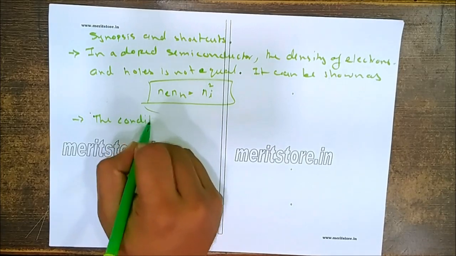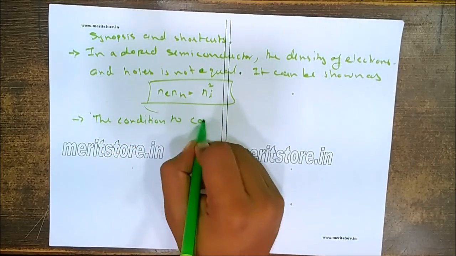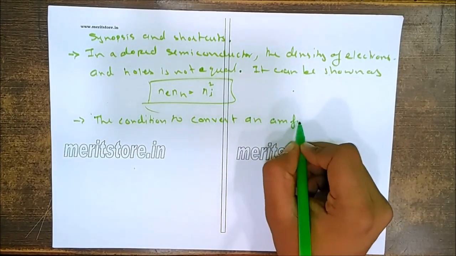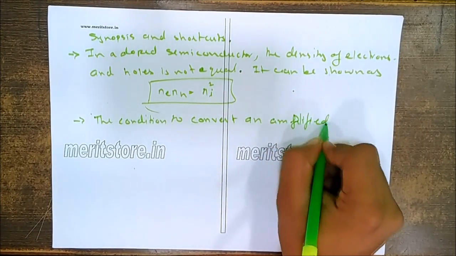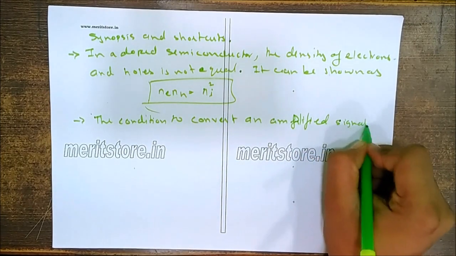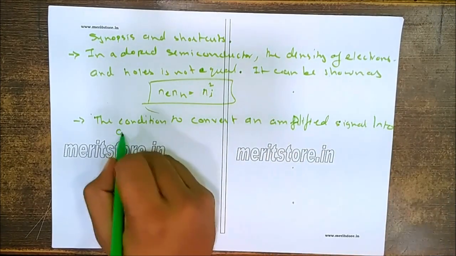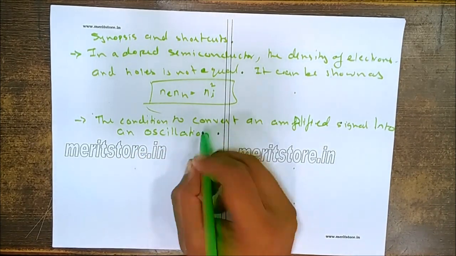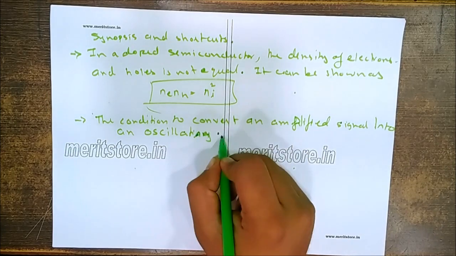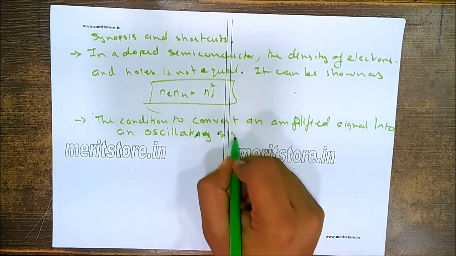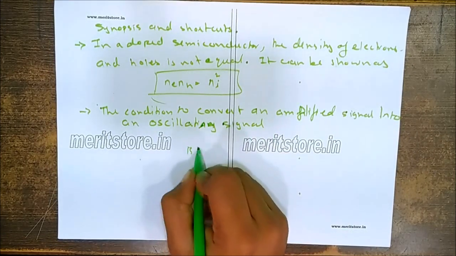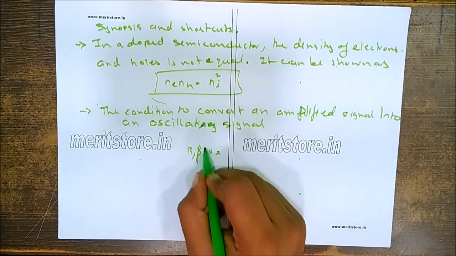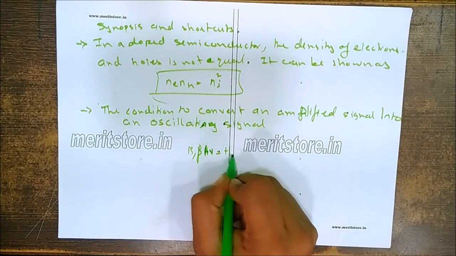The condition to convert an amplified signal into an oscillating signal. So we have two signals, oscillating and amplified, and we need a conversion factor. So we'll say it is given as beta Av is equal to, that is Av divided by 1 plus Av.